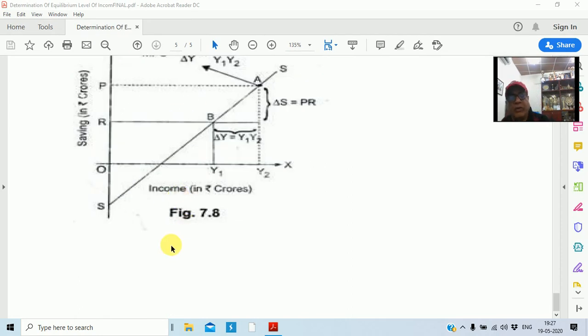This is all for today. Today we worked on what the saving function is, how we derive the saving function from the consumption function, how we derive the consumption function from the saving function, and what propensity to save is, what APS is, and what MPS is.